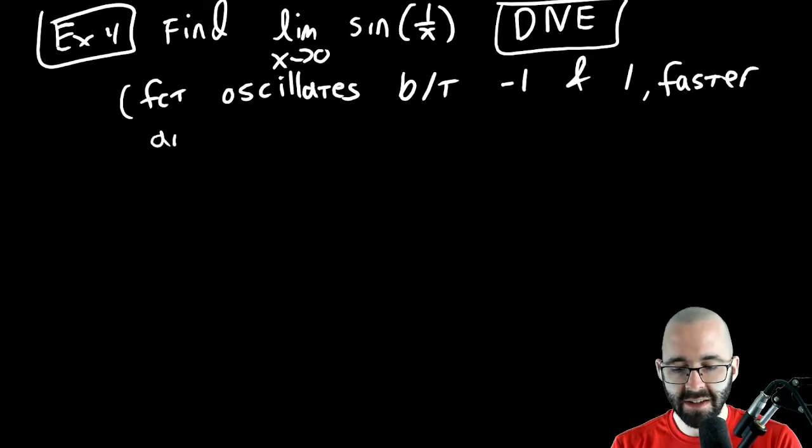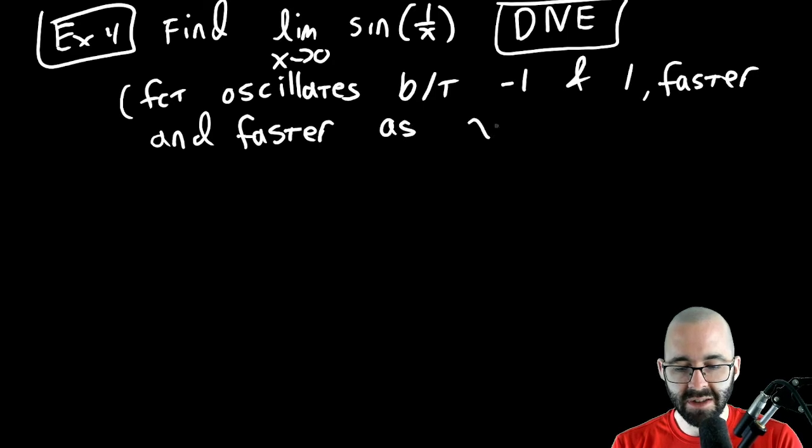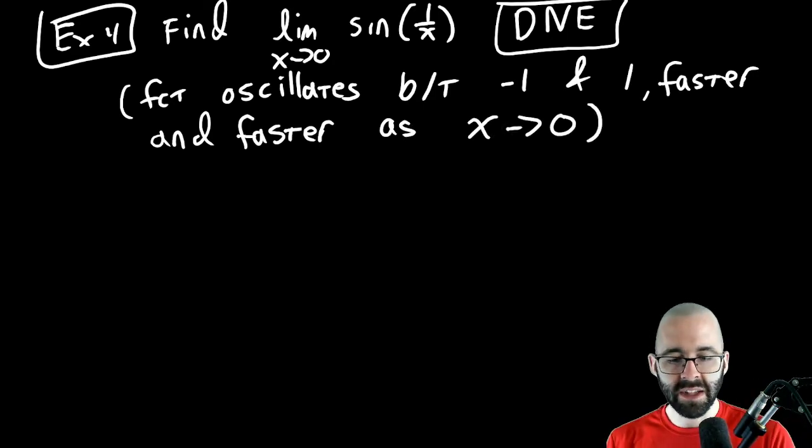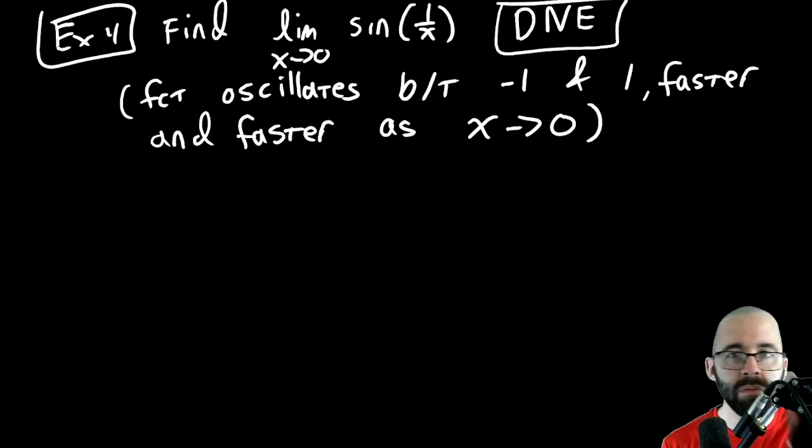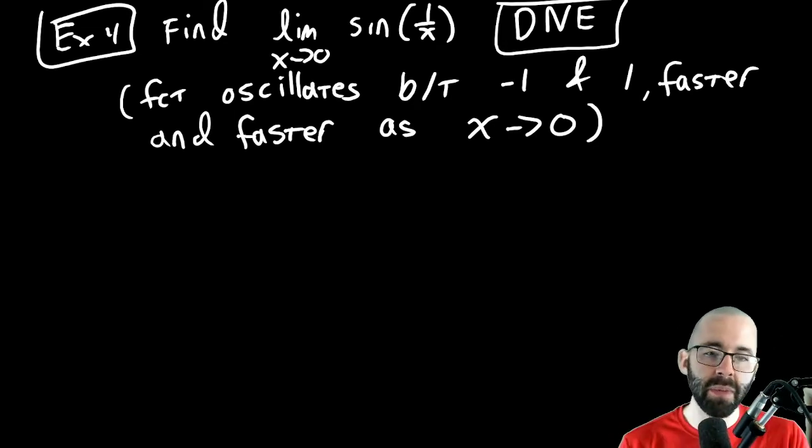Faster and faster as x approaches 0 from either side. So your answer only has to be the top one. The reason I'm including this is an explanation for you in this video, but you don't need to include this bottom part in any work.